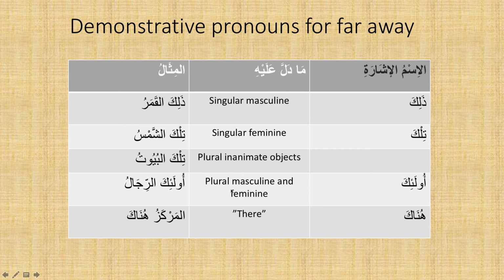أولئك is used to refer to the plural masculine and feminine. أولئك الرجال, for example, those men. هناك translates to there. For example, المركز هناك. The center is there.